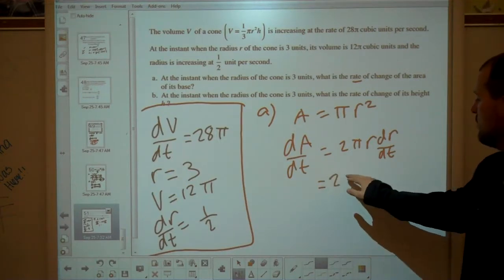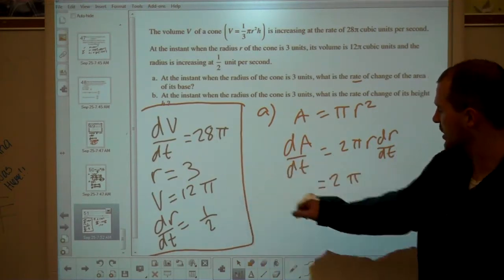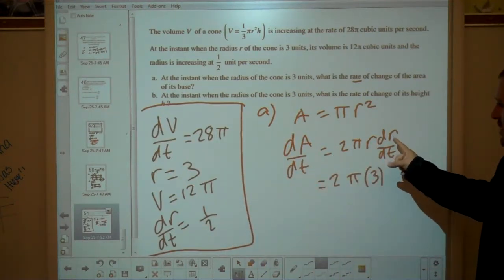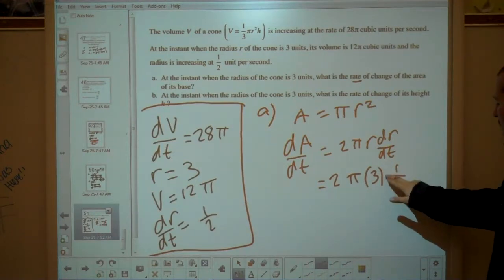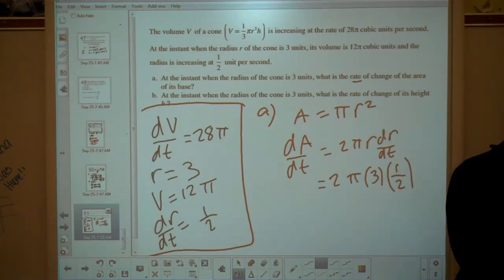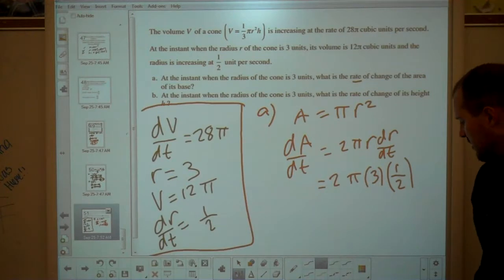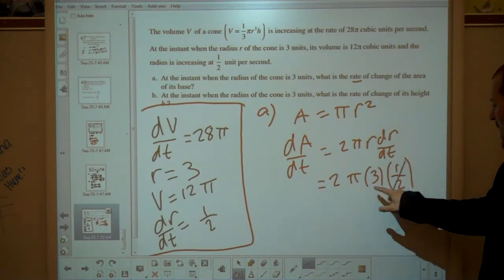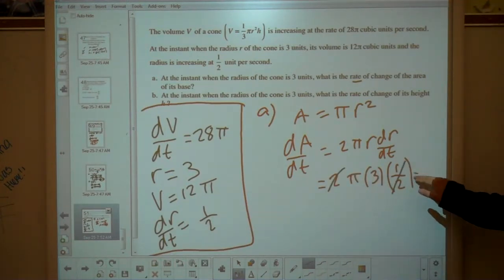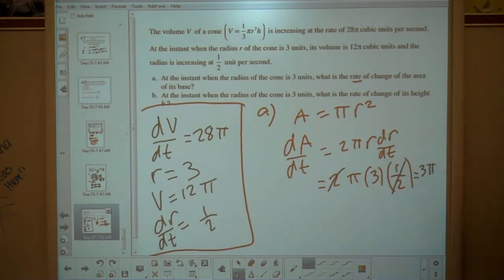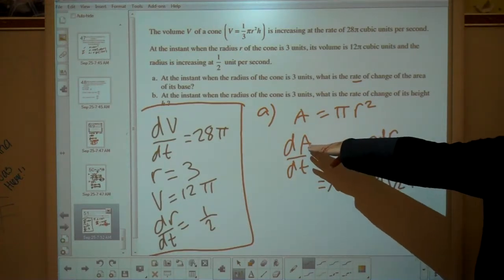Let's see if we can plug numbers into that and see what happens. So we got 2, we got pi, they told us the radius is 3, and dr/dt is 1/2. Now, I just cannot resist the urge to simplify this one. I have to, because it's just going to drive me nuts. I got a 1/2 and a 2, so those go away. And then I get 3 pi. And I'm going to put units on it, so it's an area unit.